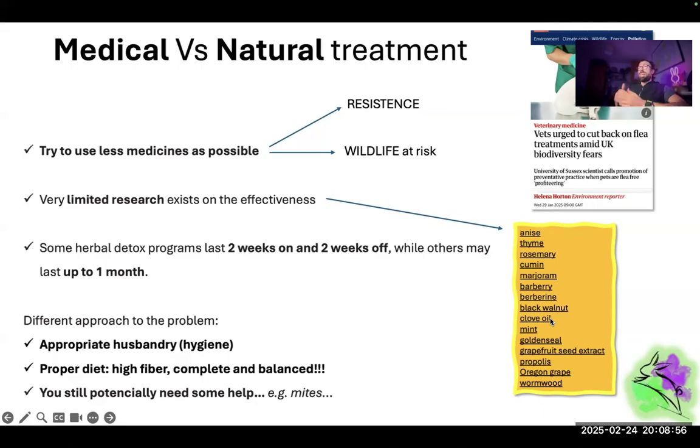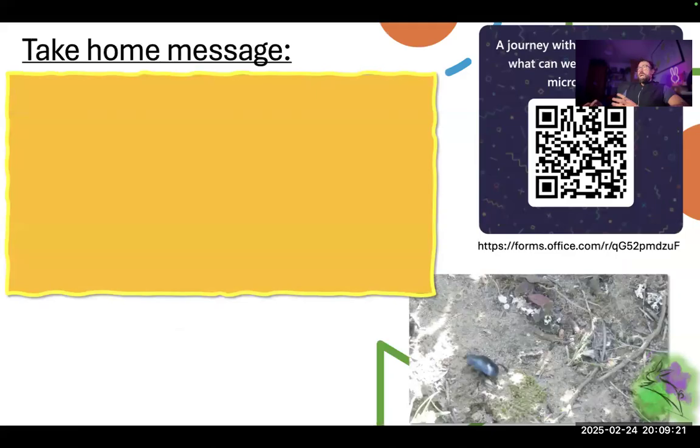But say that we can still potentially need some help. Think about mites, or if we have too high a number of parasites in the gastrointestinal tract. So we can still rely on the antiparasitic, but then we also have to make these few changes to ensure that the problem is not relapsing anymore, or at least make it unlikely to happen again.